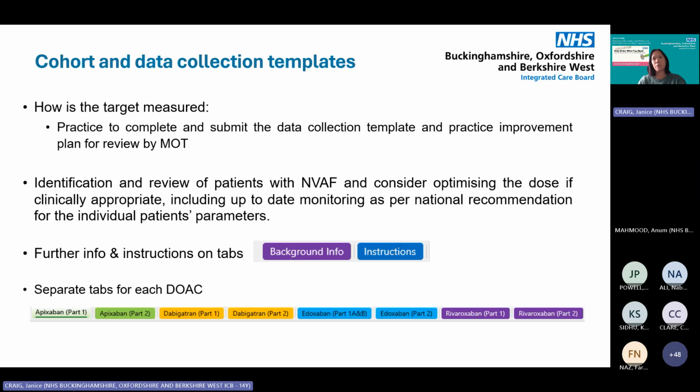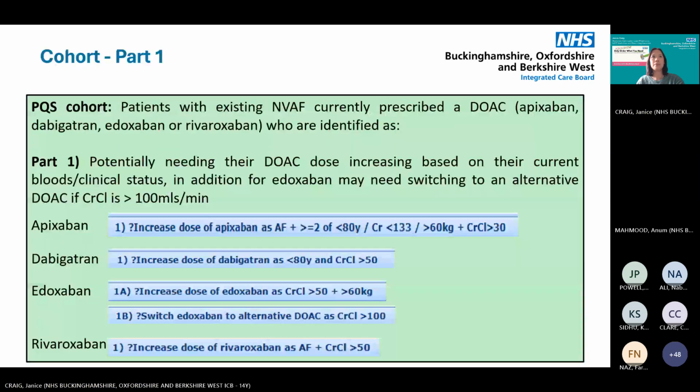There's background information, instructions on how to run the search, and things you might want to consider when doing the reviews as well. There are separate tabs for each DOAC, so although it looks like a very big spreadsheet, there isn't an easy way to put them all onto one tab. As I mentioned, the main part is looking at patients who are already on a DOAC with non-valvular atrial fibrillation and who may need their dose adjusting.